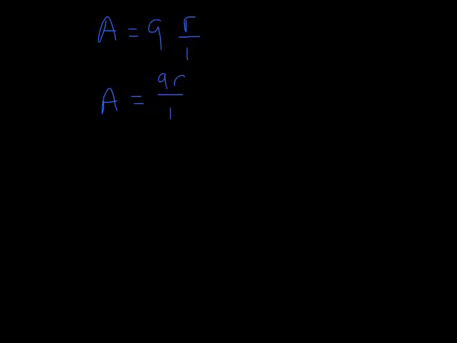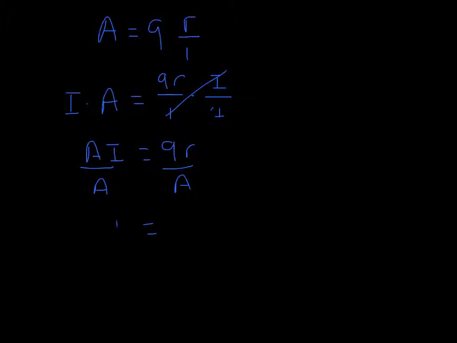Okay, so then we're just going to multiply by I. I'm going to put the lines on it because it's going to be kind of hard to tell the difference. I over 1. And so over here we're just going to multiply it times I. And then here we have AI equals 9R, because those canceled out. And now we want I by itself, so we divide by A. And we are now left with I equals 9R over A.